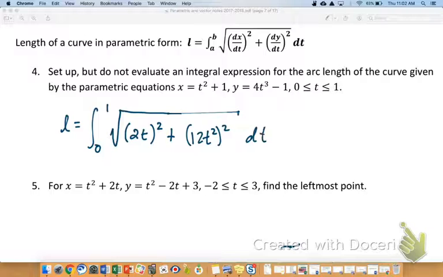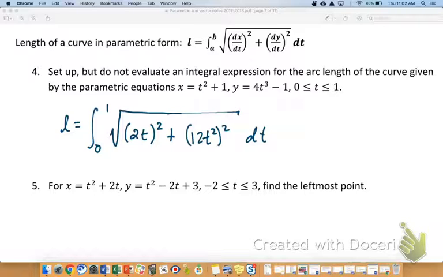And since you don't even have to evaluate this as far as getting to a finished product, that would be it. You've written an expression involving an integral for the arc length of that particular curve, and so you're done.